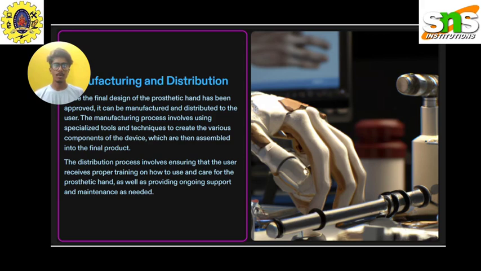Manufacturing and distribution. Once the final design of the prosthetic hand has been approved, it can be manufactured and distributed to the user. The manufacturing process involves specialized tools and techniques for creating the various components of the device, which are assembled into the final output.